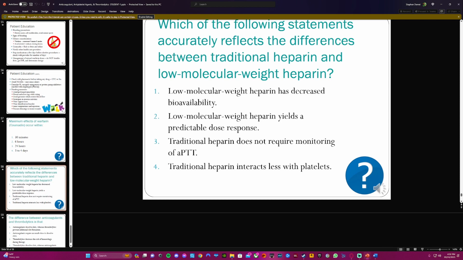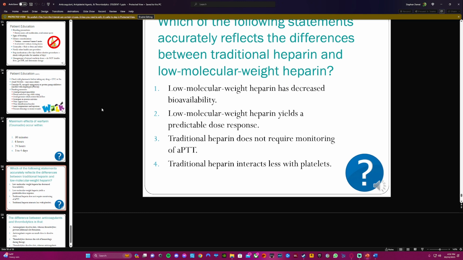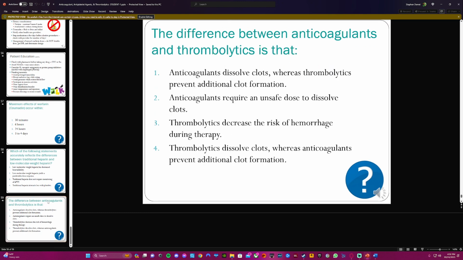Which of the following statements accurately reflects the differences between traditional heparin and low molecular weight heparin? Low molecular weight heparin yields a predictable dose response. And the difference between anticoagulants and thrombolytics is that thrombolytics dissolve clots whereas anticoagulants prevent additional clot formation.